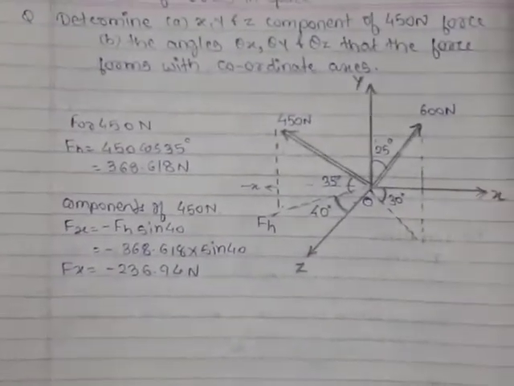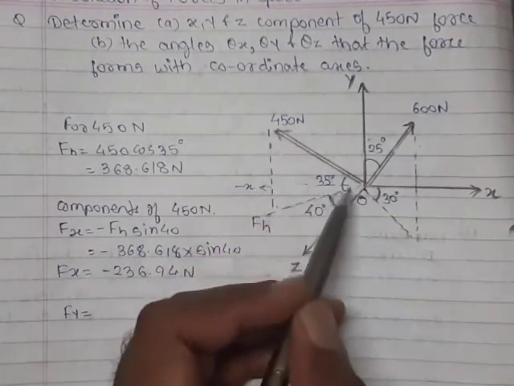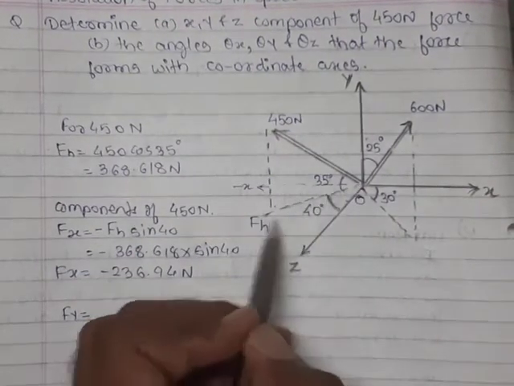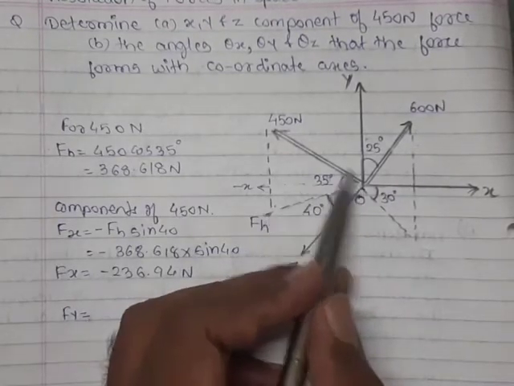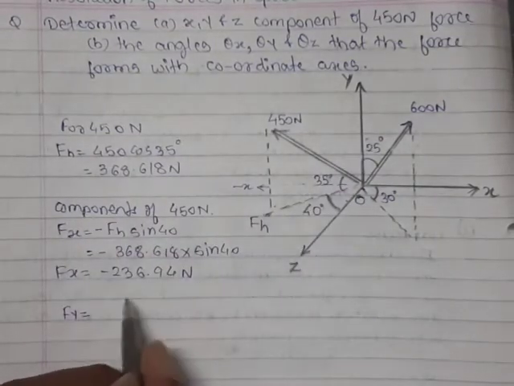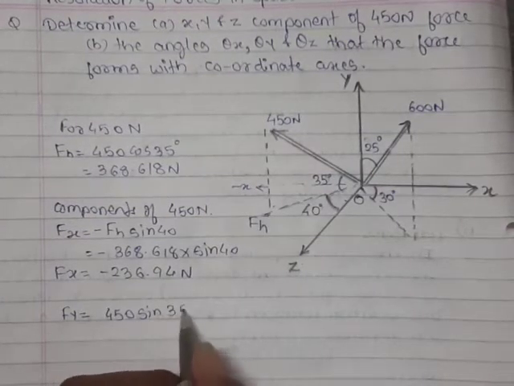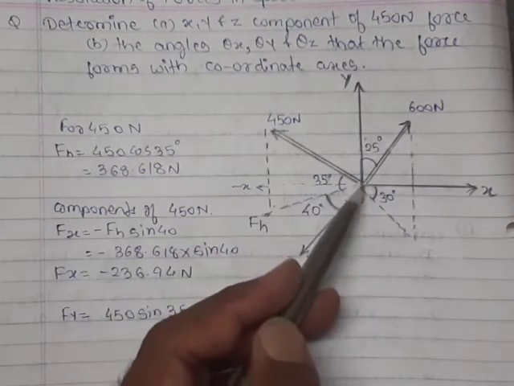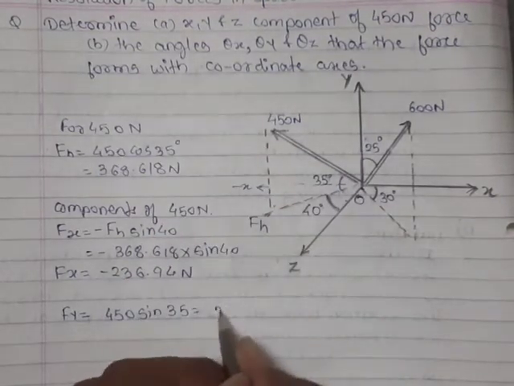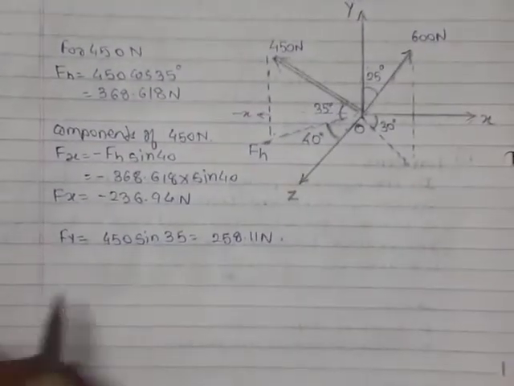Now we'll find the Fy component. This is a 450 Newton force. It was making 35 degrees with the xz plane. So here Fh was its cos component, so the sine component of the 450 Newton force will be the Fy component. So 450 sine of 35 will give the component of the 450 Newton force along the y direction. This value comes to be 258.11 Newton.